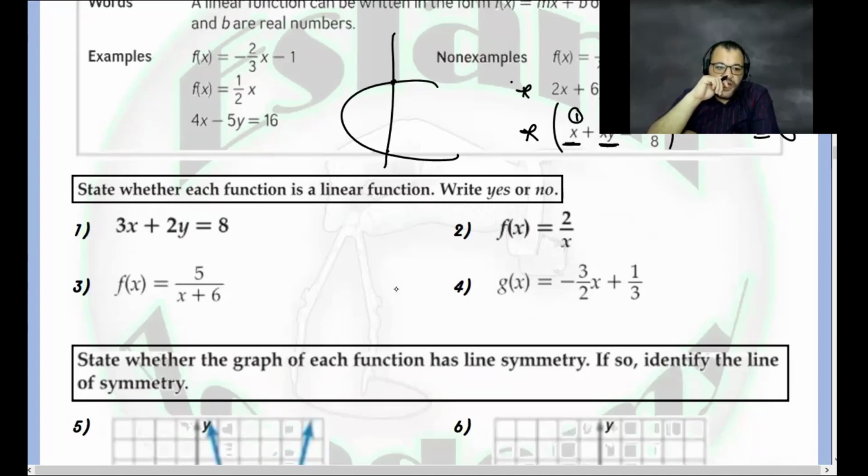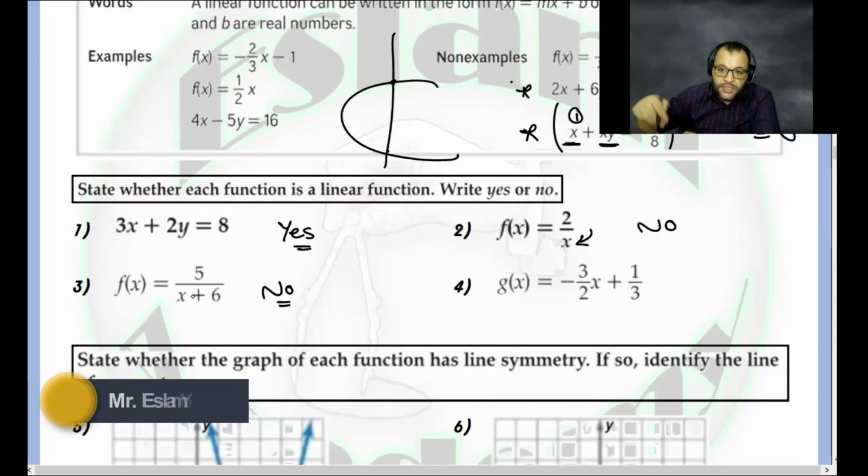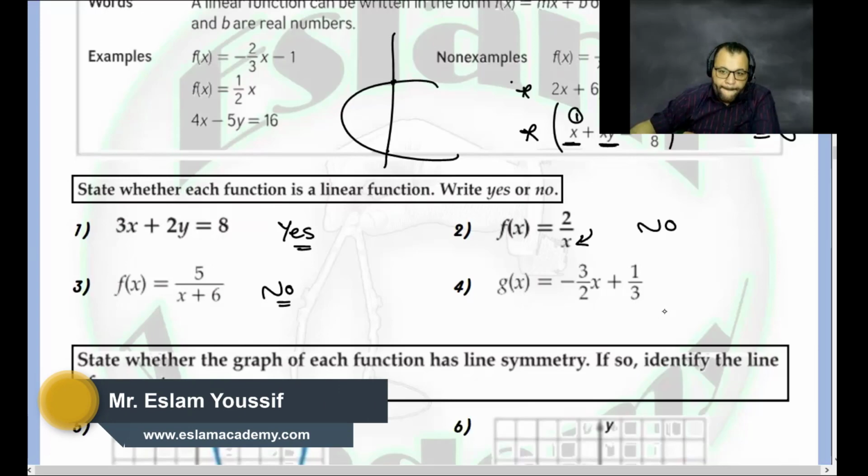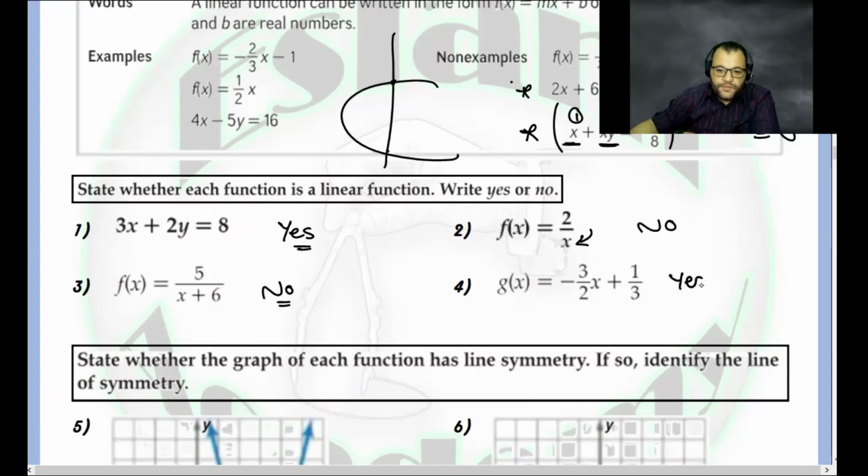So for the first question, we need to state whether each function is linear or not linear. We need just to write yes or no. For number 1, is this relation linear or not linear? Yes. Why yes? Because x is raised to the power 1 and y is raised to the power 1. Number 2, linear or not linear? Not linear, because x has power -1, since x is at the denominator. Number 3: not linear, because x is written at the denominator. Number 4: linear. Any problem for this one?